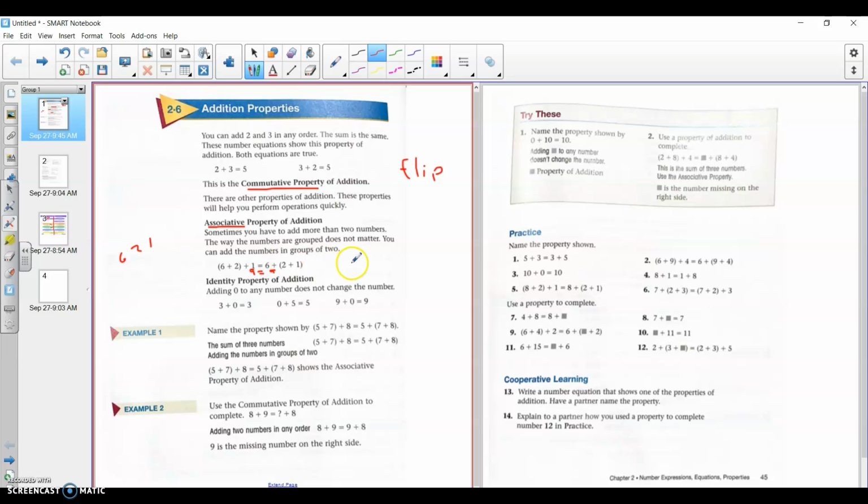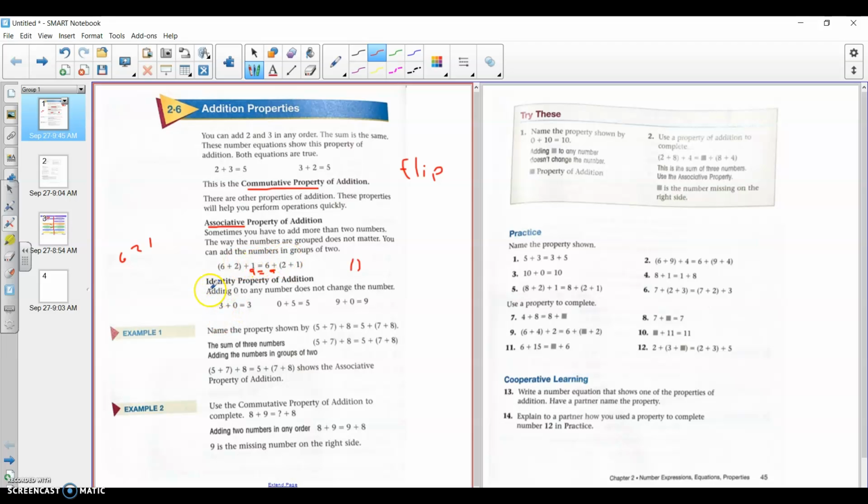Okay? And so you're looking for parentheses in this associative property of addition. If you see them, most likely that's what they're doing. As long as the parentheses are on both sides and the numbers are the same, 6, 2, 1, 6, 2, 1.